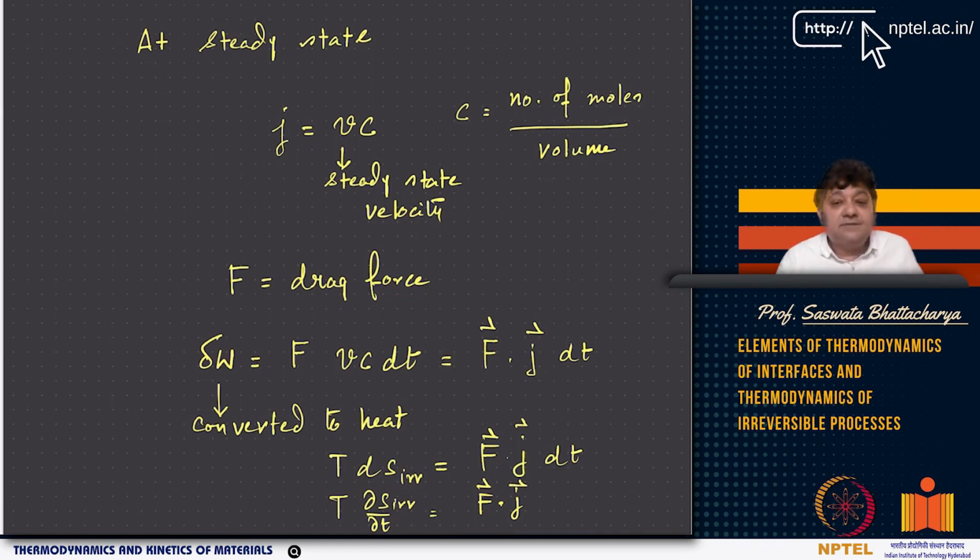Another thing that Onsager pointed out is that flux is nothing but the steady state velocity of the particles times the concentration. Say, for example, I'm looking at molar flux, that is the number of moles of a certain species transferring per unit area per unit time. At steady state, the molar flux is equal to the steady state velocity times the concentration. Concentration is the number of moles per unit volume.